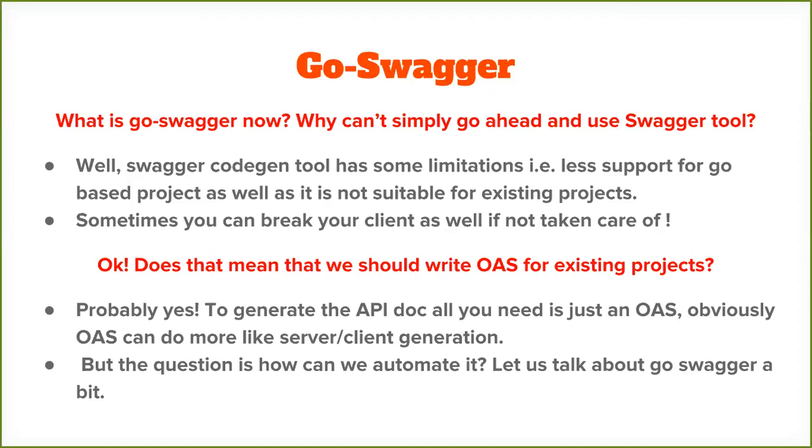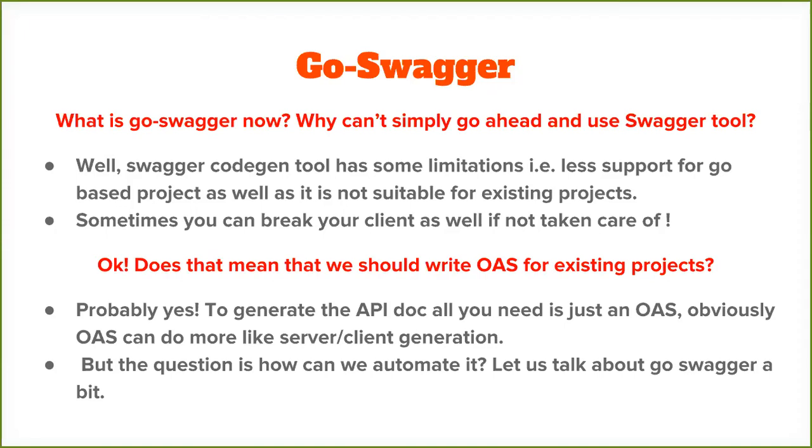Because you have written an OAS, you have described how the API will behave or look, and then you generate your server using this API. So it will be completely different from whatever code exists right now. That means you have to start again from a new point, right? And there is a risk of breaking your client as well.